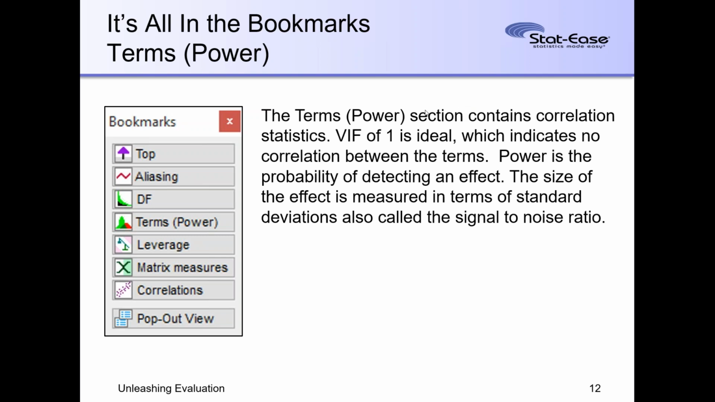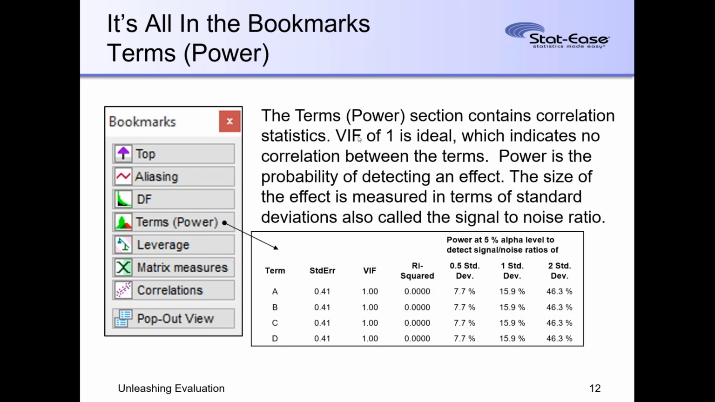The terms and power section has correlation statistics. A VIF of 1 is ideal, which indicates no correlation between the terms. The power is the probability of detecting an effect. The size of the effect is measured in terms of standard deviations, also called the signal-to-noise ratio. We use that to put it through the power formula that's been developed, and we compute the probability of detecting an effect with a particular design.